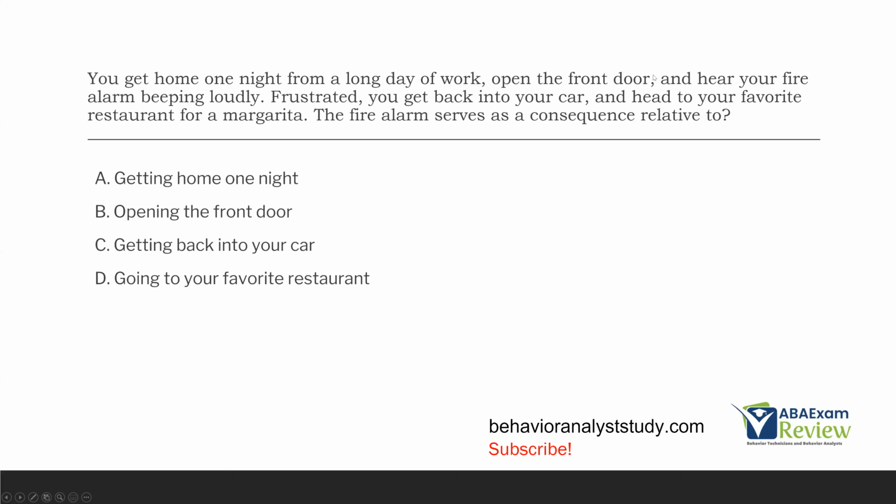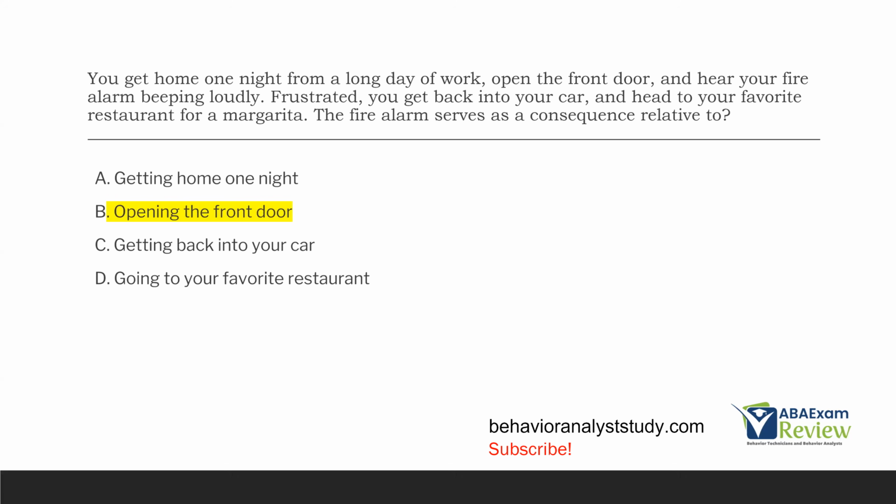Now C, getting back into your car, follows hearing the fire alarm, right? And going to your favorite restaurant follows hearing the fire alarm. So the fire alarm can't be a consequence relative to those. If anything, the fire alarm is an antecedent, right? Consequences come after, antecedents come before. The fire alarm comes before getting back into the car and before going to your favorite restaurant. The fire alarm follows opening the front door. So the fire alarm serves as a consequence relative to opening the front door. Actually, a fairly straightforward question.